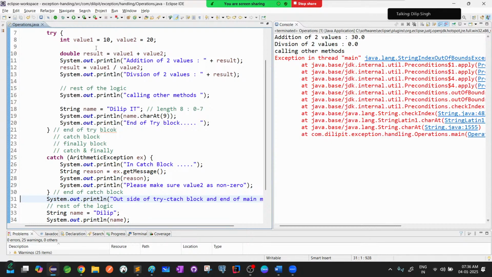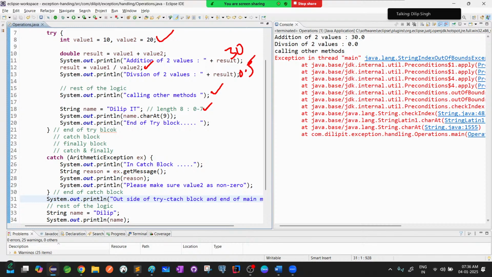Okay. So here this line executed, that means value 1, value 2 became 20. 10 plus 20 is 30, so 30 will be printed here, and 10 by 20 means you may get something like 0.5. That is also clear because there is no exception in this case. Here in line number 13, you are not getting any exception because it's a non-zero value. So that means this logic is good this time.